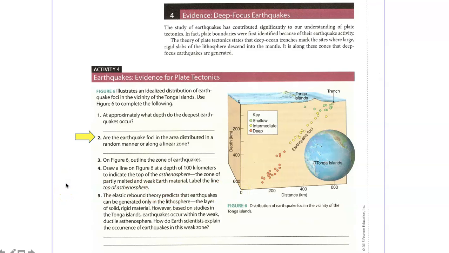Are these earthquake foci distributed in a random manner, or are they along a linear zone? Question 3 always seems to give students trouble. It says outline the zone of earthquakes. So I'm going to go ahead and show you what they're looking for. Something like that. They want you to draw an outline to show where the earthquakes are concentrated. And then you're going to go ahead and answer questions 4 and 5.